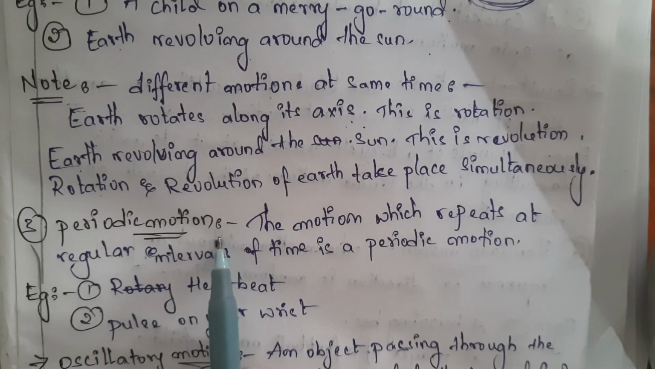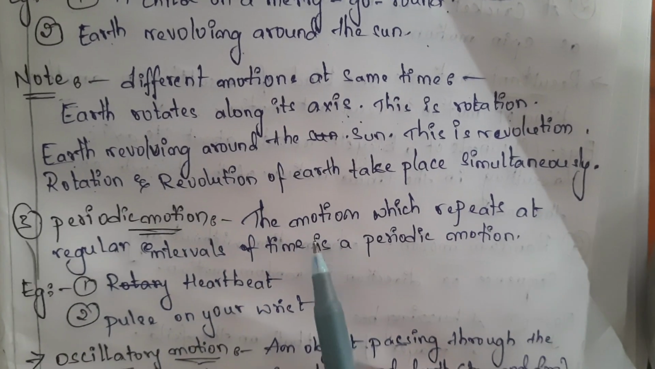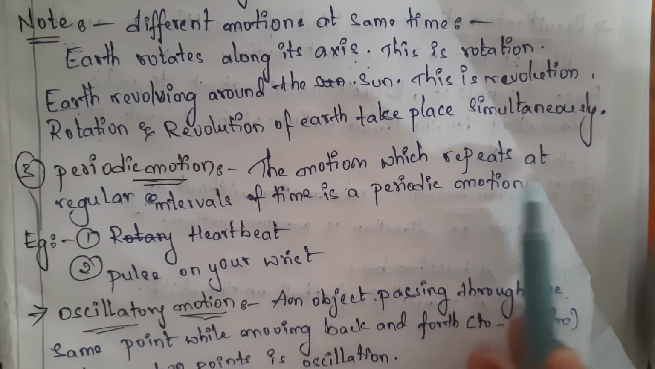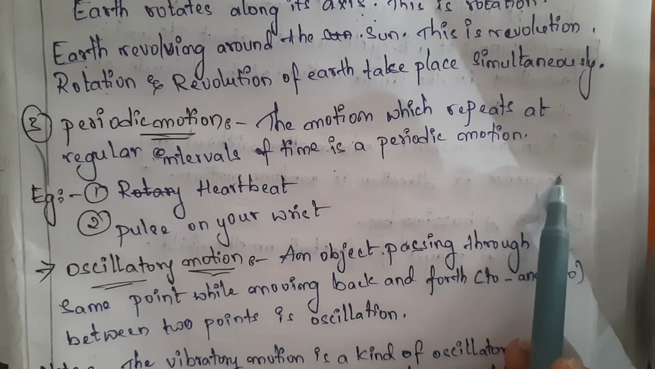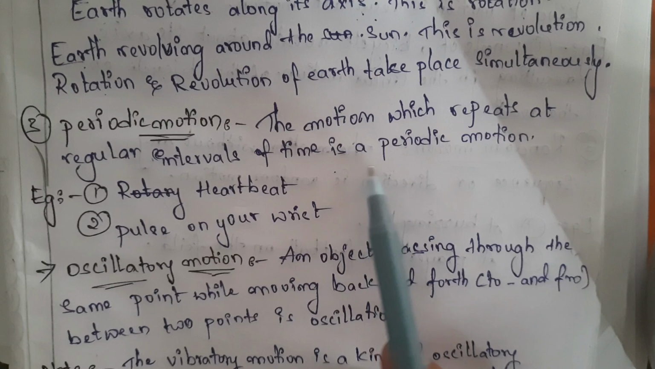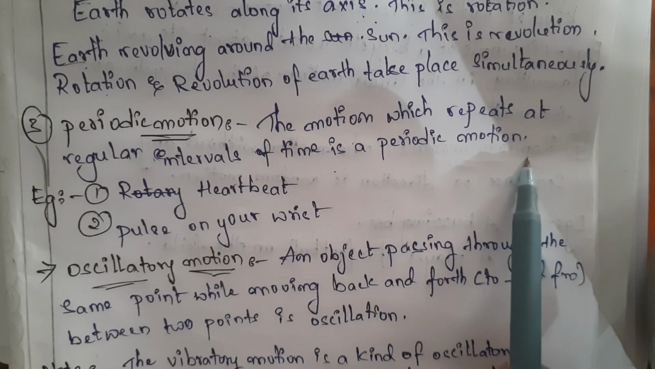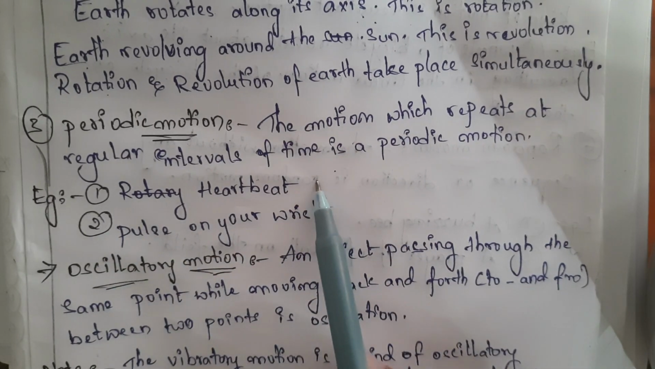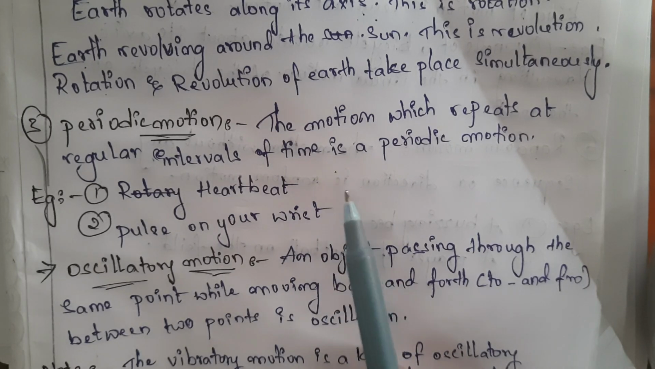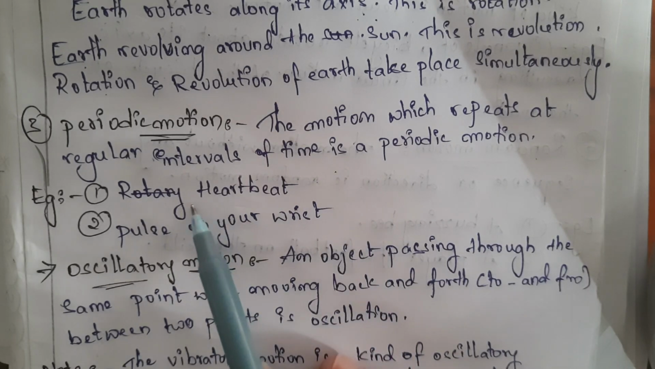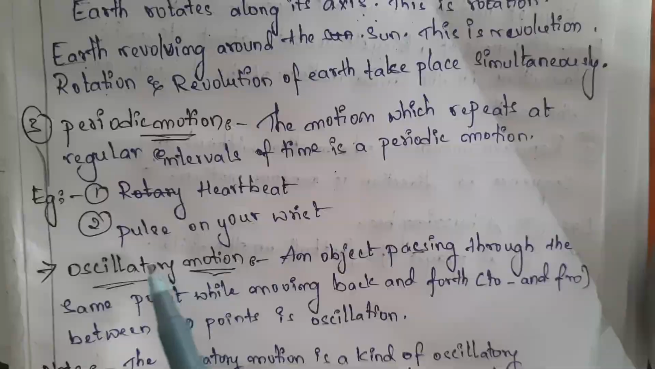Now periodic motion. What is periodic motion? The motion which repeats at regular intervals of time is periodic motion. Motion which is repeating at regular interval of time is periodic motion. Like heartbeat, which repeats, like we say that heart beats 72 times a minute. So here it is a repeated motion.